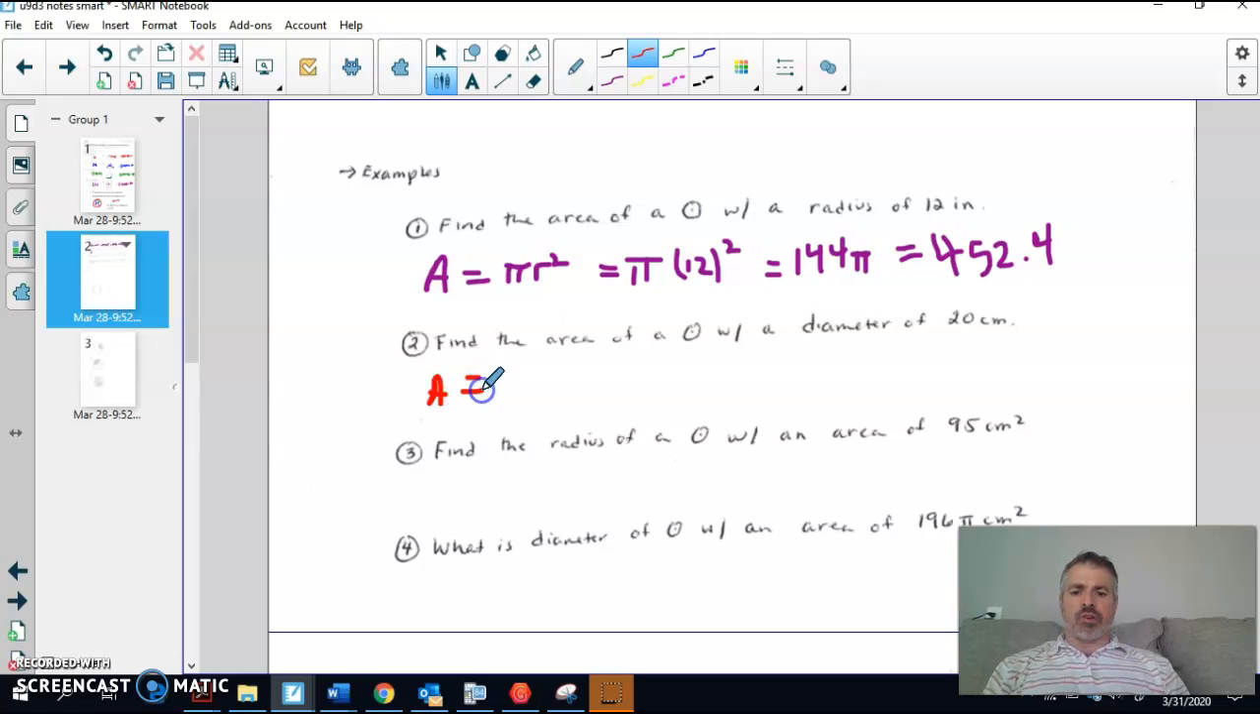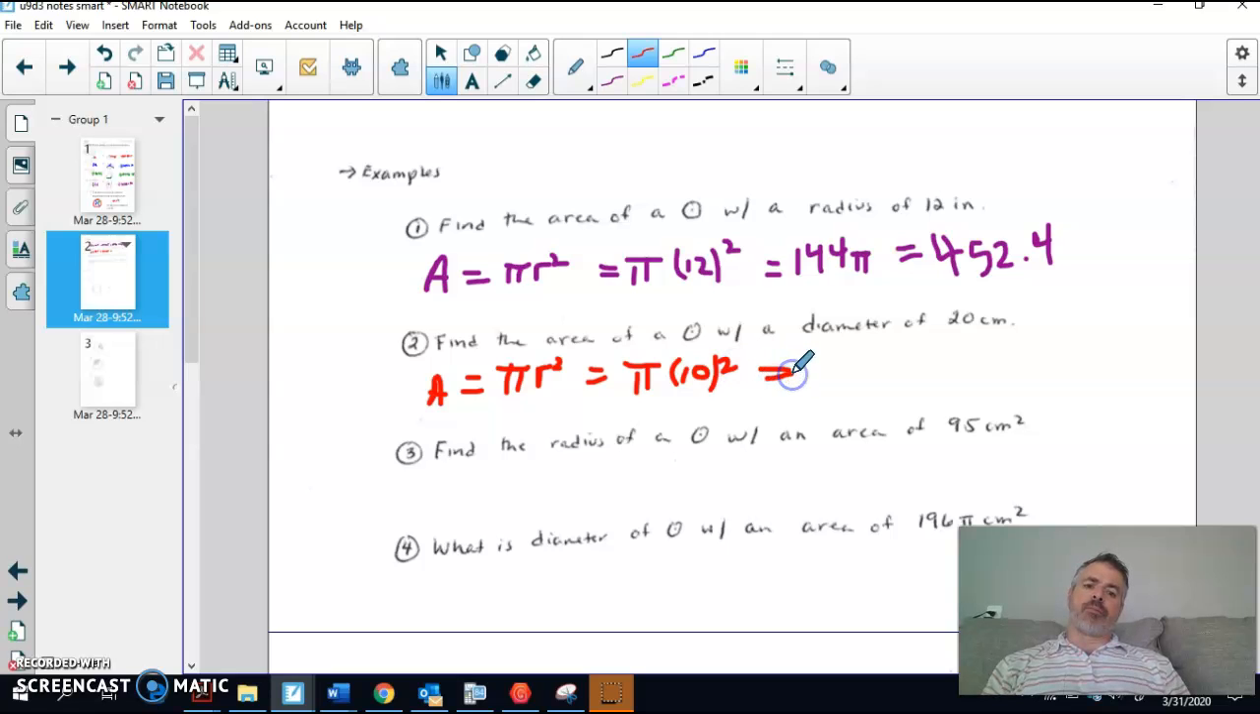And this one's a little bit trickier because they give me the diameter. So you've got to remember the relationship between the diameter and the radius. The radius is always half the size of the diameter. So if I wanted to get the radius here and the diameter is 20, that would mean my radius has to be half of 20, which is 10. So I wouldn't put the 20 in because that's the diameter. I need to put the radius in there.